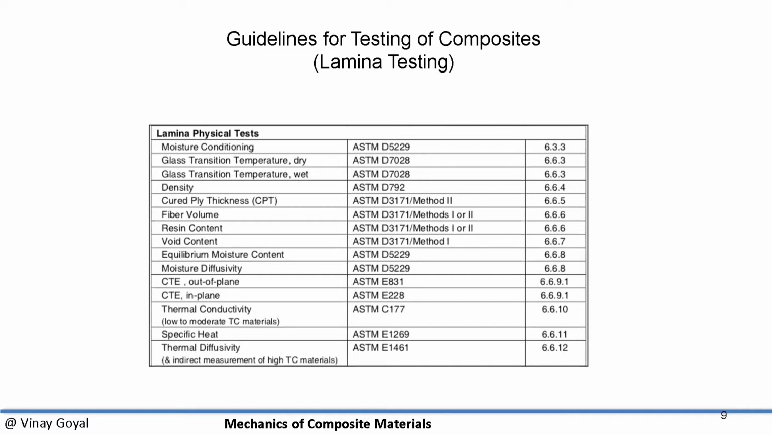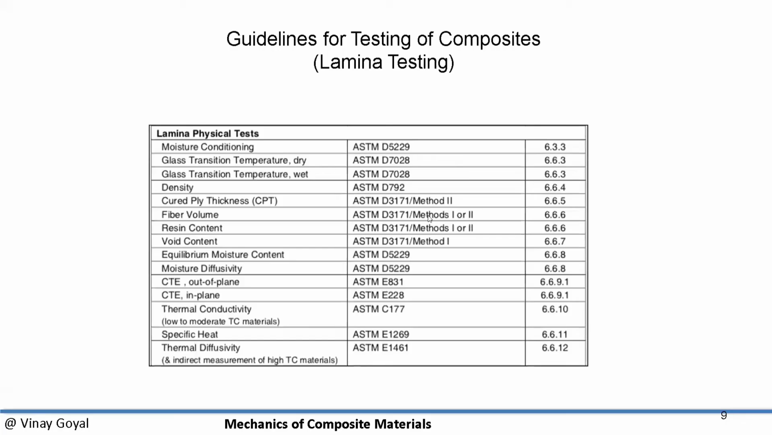You can look at coefficient of thermal expansion out of plane, coefficient of thermal expansion in plane, and then the thermal conductivity, specific heat, and the thermal diffusivity. And I'm giving you all the ASTM standards, which is awesome because you can now go and download them and understand what this is about. I'm giving you some guidance, so you don't have to go from scratch trying to figure out what kinds of tests you may need to fully characterize a composite from scratch. And so I hope you're finding that valuable.